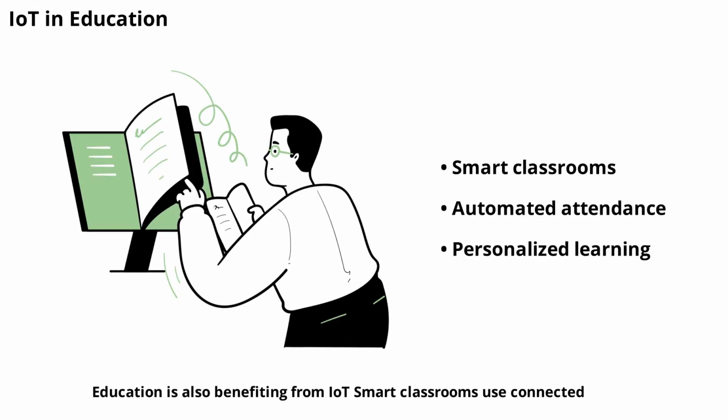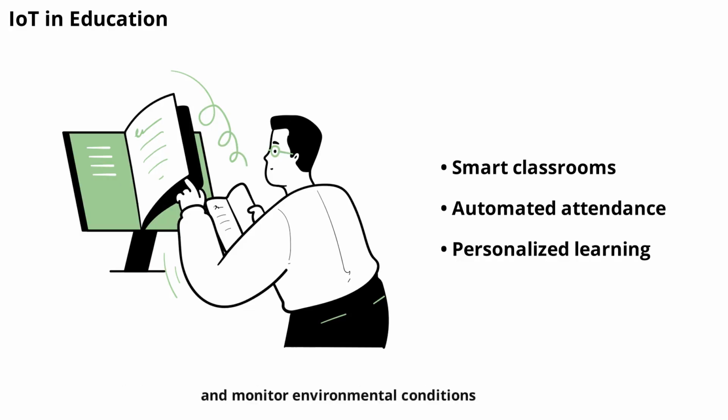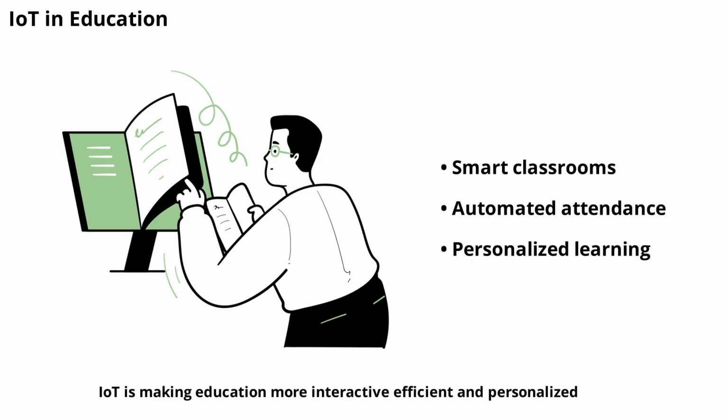Education is also benefiting from IoT. Smart classrooms use connected devices to enhance learning experiences, automate attendance, and monitor environmental conditions. Teachers can use data from these devices to tailor instruction and improve student engagement. IoT is making education more interactive, efficient, and personalized.